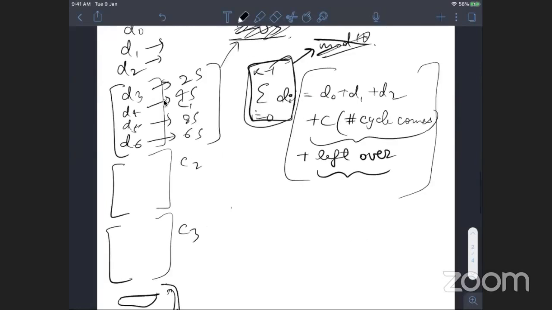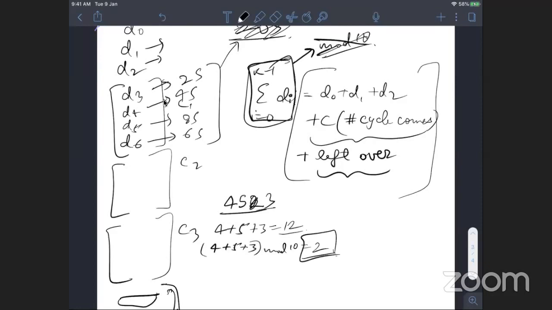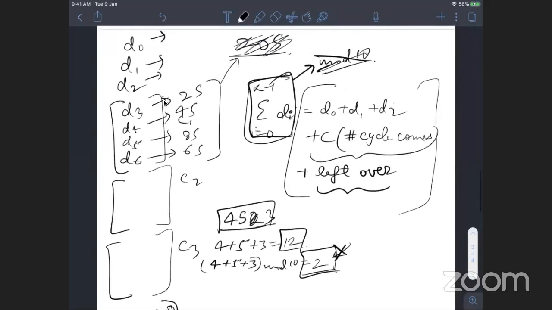An example would be something like this. 453, let's say the number is this. Taking the sum of digits is basically 4 plus 5 plus 3, which is 12. Taking the sum of digits under modulo 10 means it's 4 plus 5 plus 3 mod 10, which is 2. Notice this gives you an incorrect answer because 2 is actually not divisible by 3, but 12 is actually divisible by 3. And 453 is actually divisible by 3. So you don't want to calculate it under modulo 10. You want to calculate the actual value.